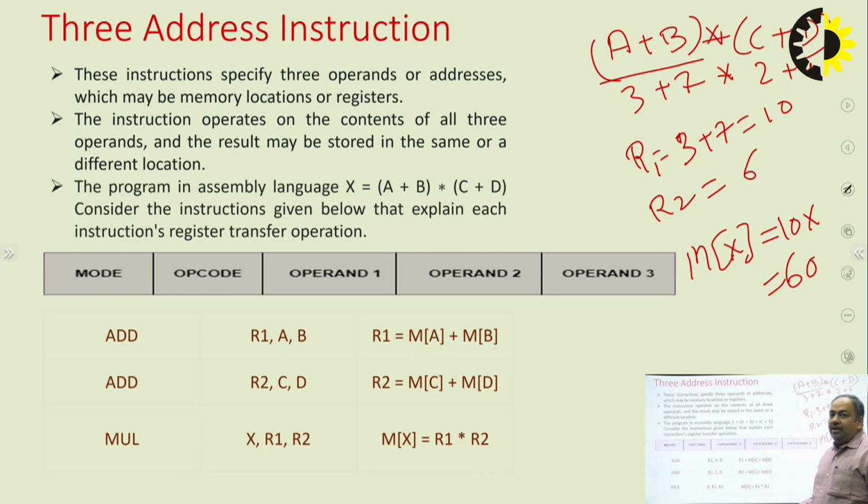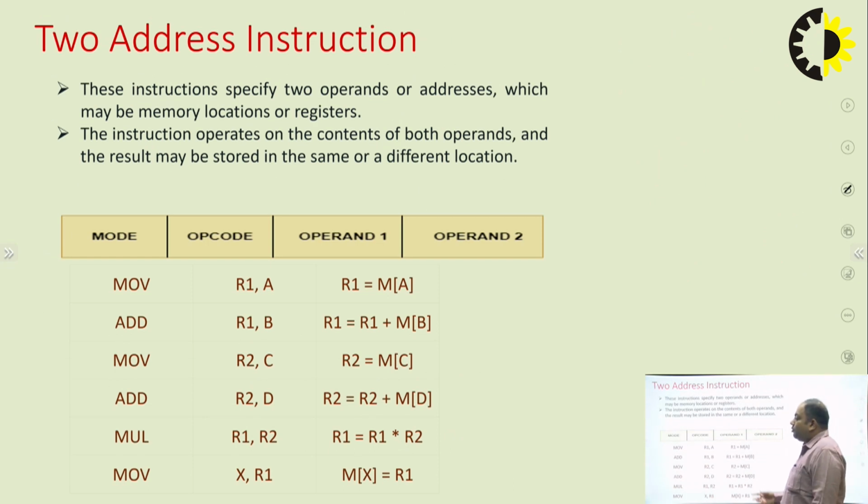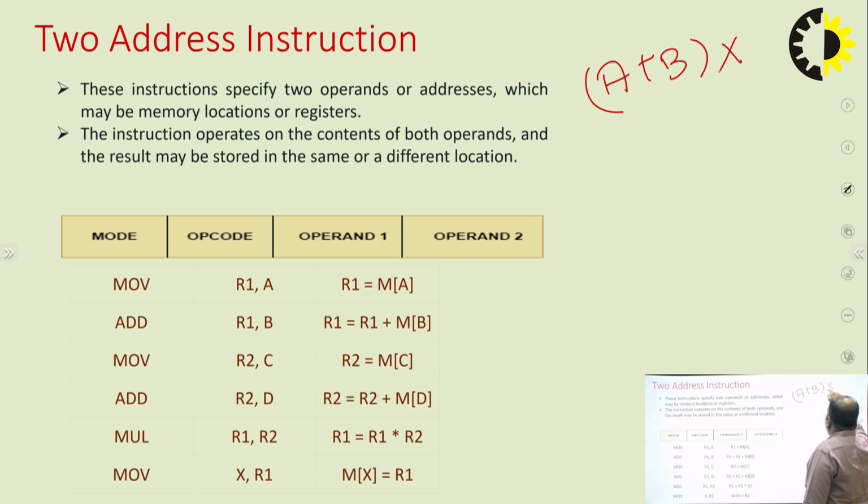Now what next? What do we have to do in a 2 address instruction? In a 2 address instruction there are only 2 operands, so we have to move our memory address into a register. It cannot be directly executed. In this type of instruction, we specify 2 operands or addresses which may be stored in memory locations or registers, and the instruction operates on the content of both operands, and the result may be stored in the same or a different location. We use the same example, A plus B into C plus D.